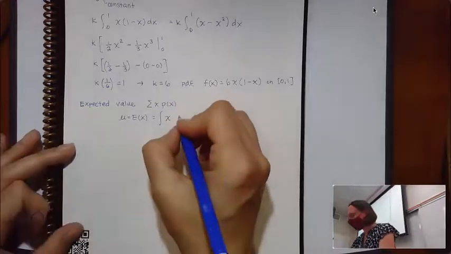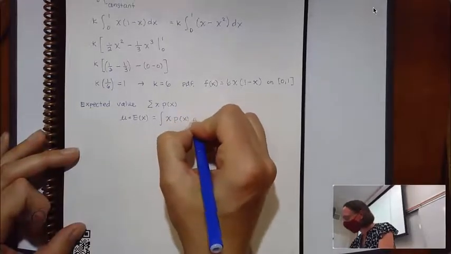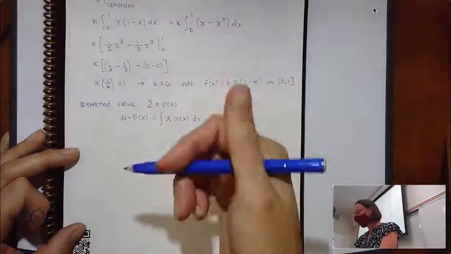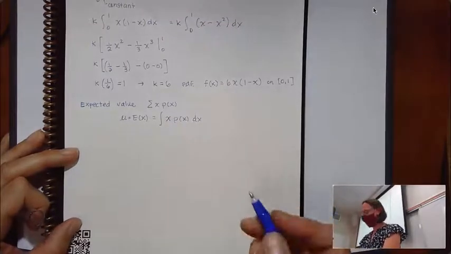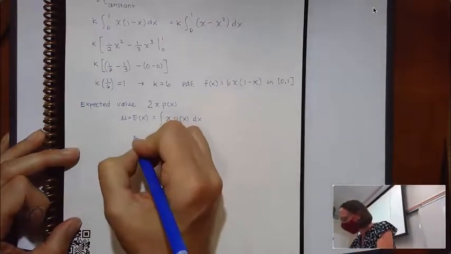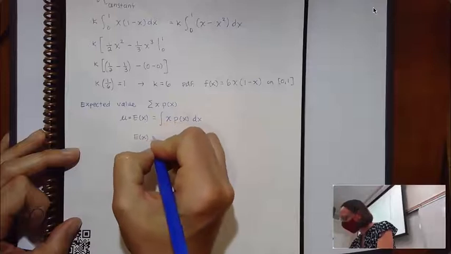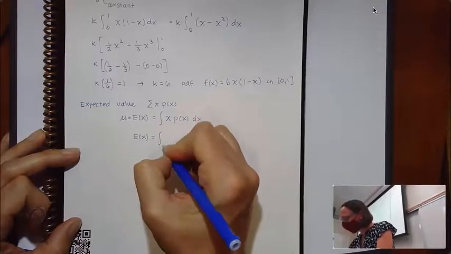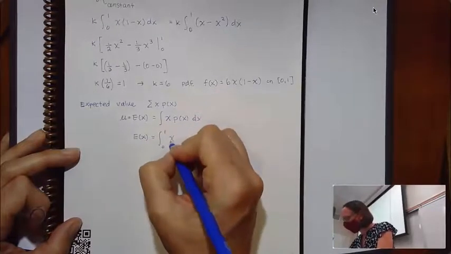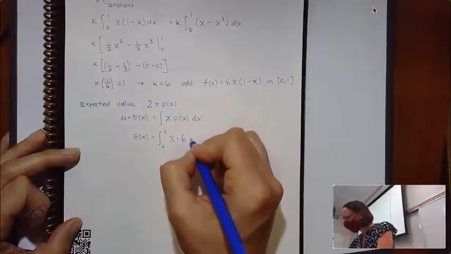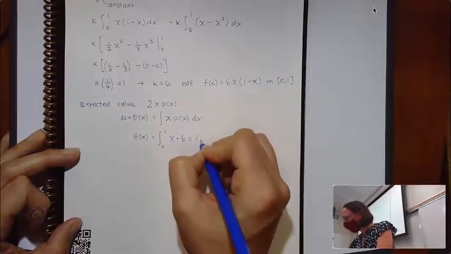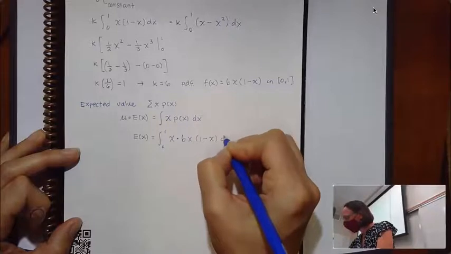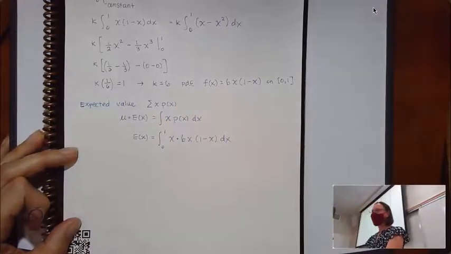So we'd have x times our probability density function, or if we were going to do it for this specific problem, I know that we could find our expected value by looking at the integral from 0 to 1 of x times 6x times 1 minus x dx.